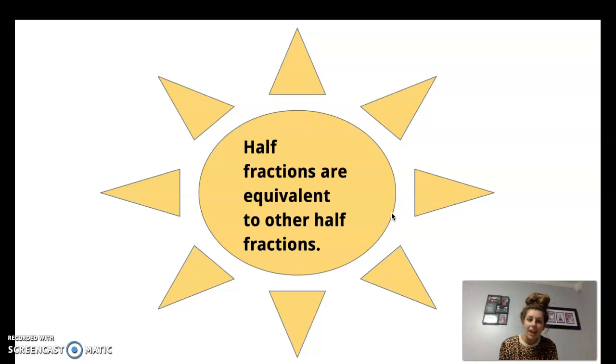In that previous slide, you heard the word half being used a lot. So what is half? Half is when we take something and we cut it in half, or we move stuff around so both sides equal the same amount. So when you say half, both sides are going to be the same amount, which in other words, they're going to be equal. So for this slide, we have half fractions are equivalent to other half fractions. We're going to learn today about half fractions.